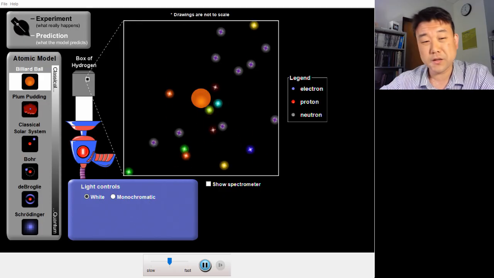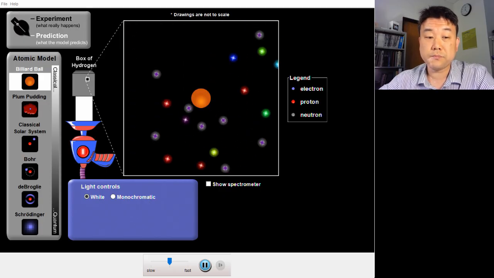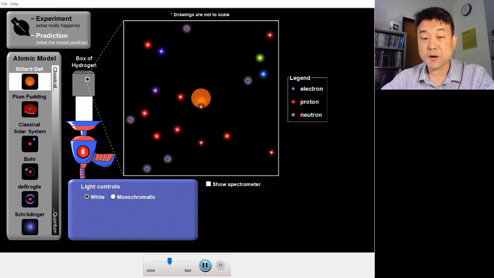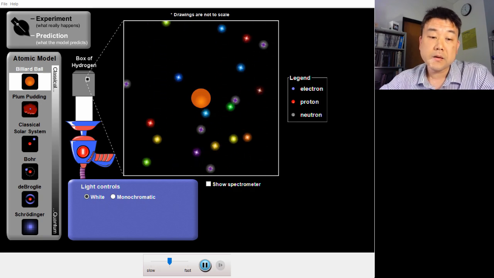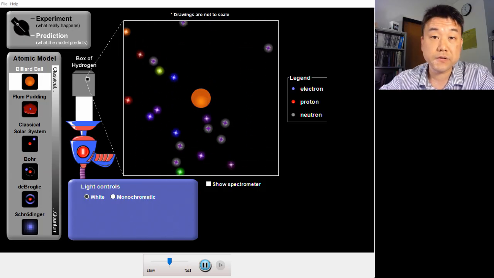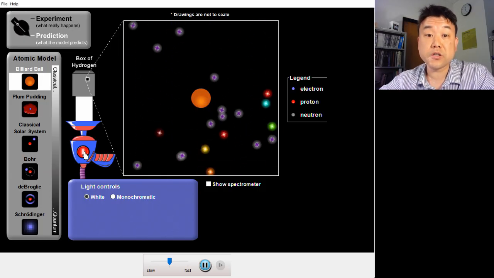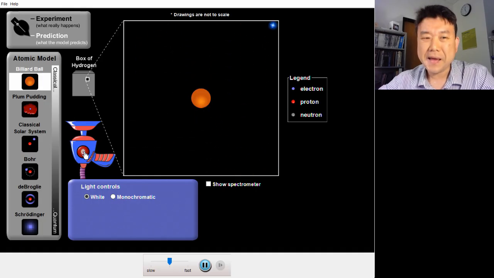And we know this model is wrong because when you send in light, you expect them all to bounce off. And from the experiments with the real hydrogen atoms, we know it doesn't work that way. So in the modern era, starting around the 1900s or so, people had different ideas about the hydrogen atom. Let me turn this slide off, it's kind of getting annoying.